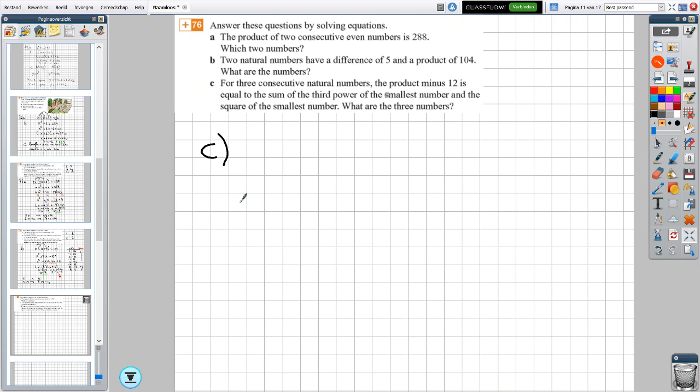Yeah, okay, let's try. 3 consecutive natural numbers. So that means I could say the first one is 1, the second one is 2, and then I have 3. 4, 5, and 6 are consecutive numbers. So I could say the first one I name X, that's my smallest number. The one after that is X plus 1, and the one after that is X plus 2.